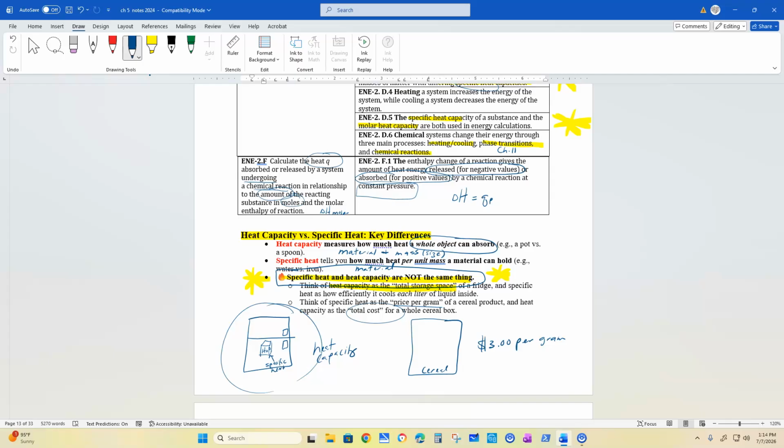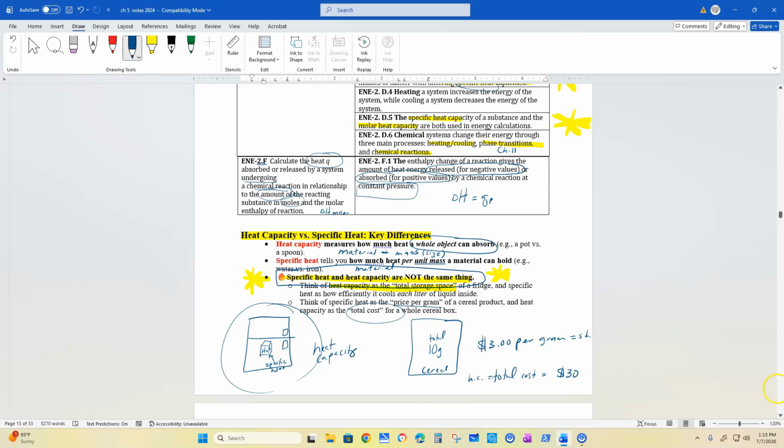So if this box of cereal has a total of 10 grams and it says it's $3 per gram, well, that means the total cost would be 30 bucks. Now, you know nobody's out there spending $30 on cereal. Heck to the no. No way, no way. But that's the difference. This one's specific heat versus heat capacity. And specific heat and heat capacity do have abbreviations.